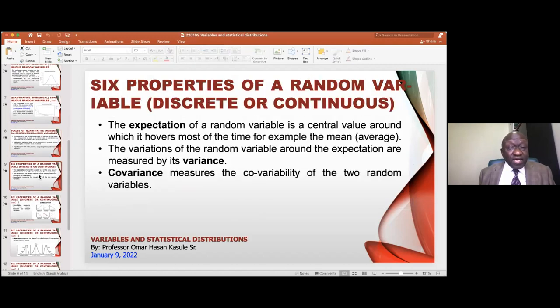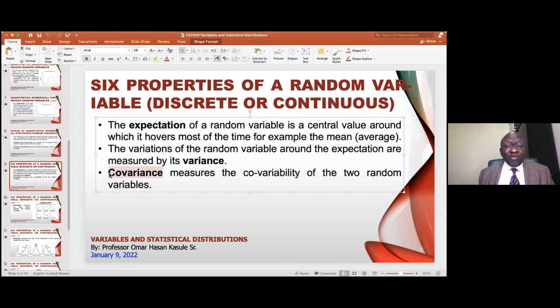Now, when you have a random variable, there are 6 properties, 6 things you need to know about it. You need to know the expectation. Expectation is the average. What's the average height? You need to know the variance. I know what's the average height, but what's the variation of people? How many are above and below? You need to know the variance, the dispersion from the average.